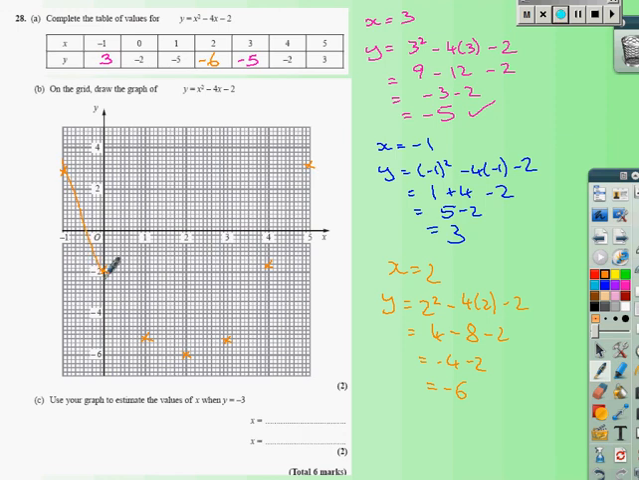Now we've got to draw that graph as neatly as possible, going through the points, in a curve. You would lose a mark if you drew straight lines. It must be as good a curve as you can possibly do.